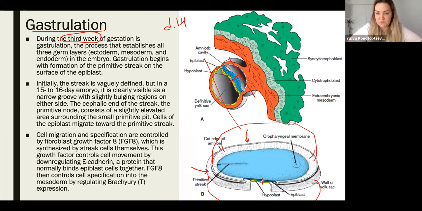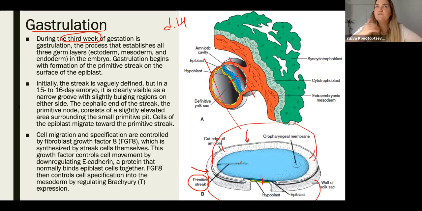Gastrulation begins with the formation of a structure which is called the primitive streak. So this is the beginning of gastrulation. You can't start gastrulation until this structure is formed. Could you tell me on which layer the primitive streak is formed? On the epiblast or on the hypoblast? Epiblast. On the surface of the epiblast.